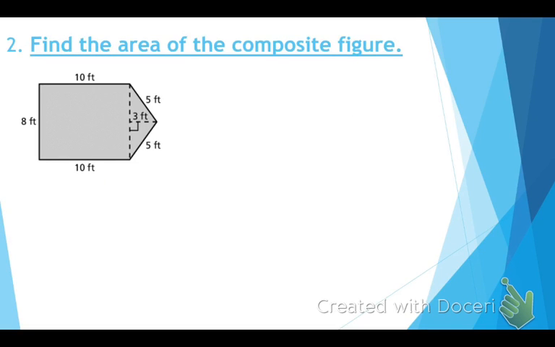For this next one, it's not quite as easy as the other one. We're finding the area of the composite figure. So you've got to figure out what shapes are there in your composite figure. All right, so let's think about what some of the shapes are, guys. What's this shape right here? Rectangle. That is a rectangle.